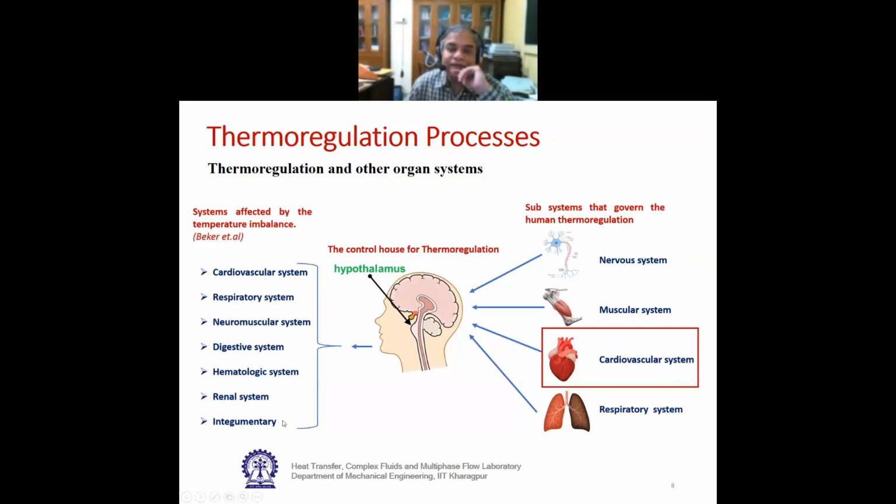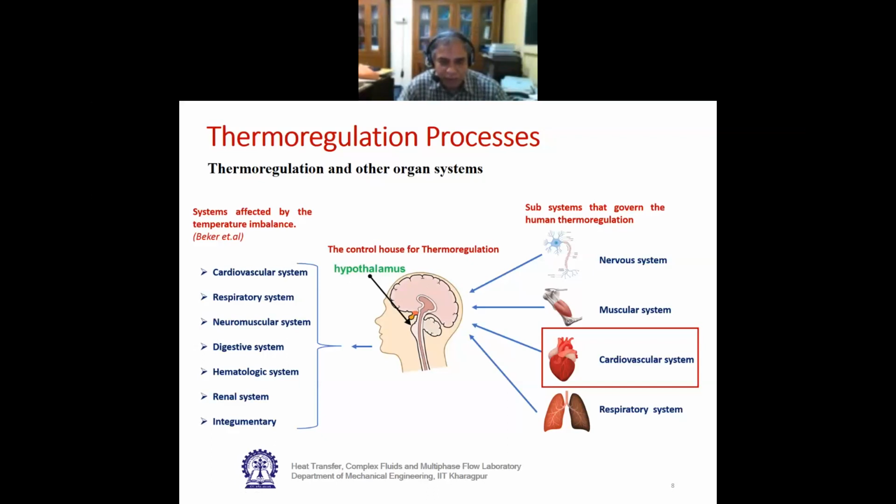And then the subsystems that govern human thermoregulation, we have got the nervous system, then muscular system, then cardiovascular system, and respiratory system. So the cardiovascular system, we can see that it is affected by the thermoregulation, and it is also taking part in the thermoregulation. So it has got a dual role. And this kind of dual role is there for other systems also.